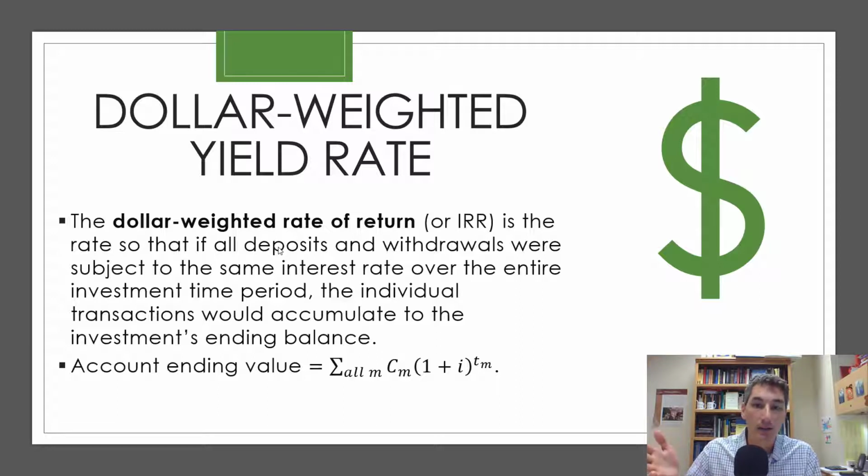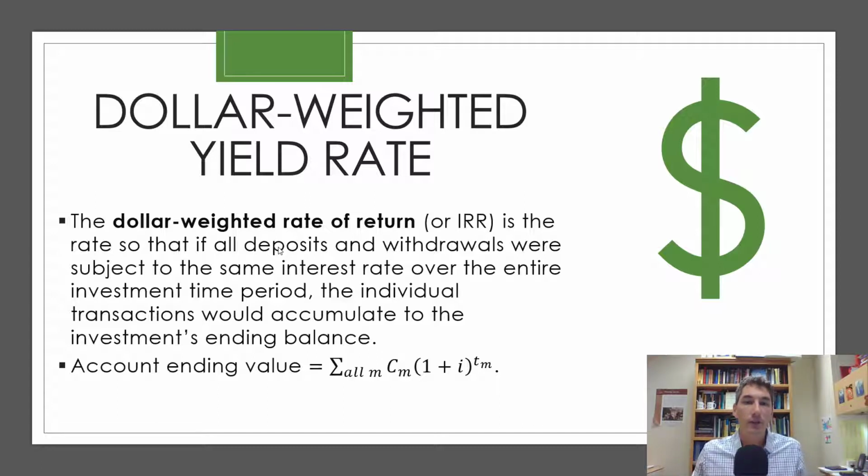Now, when you buy, then that's a positive. If you take out, that's a negative, right? So you can sort of have pluses and minuses. So in the formula, each M would be a transaction. The CM would be the value of the transaction. So if you bought a bond for 10,000, then that CM would be a 10,000. If you sold something, it would be negative. And then the interest rate is 1 plus I to the TM. So TM would be the time between when that thing was purchased and the end of your account ending value.